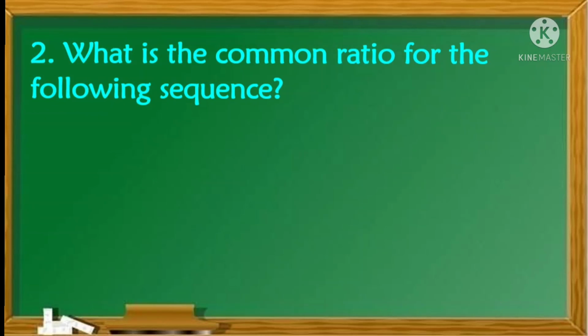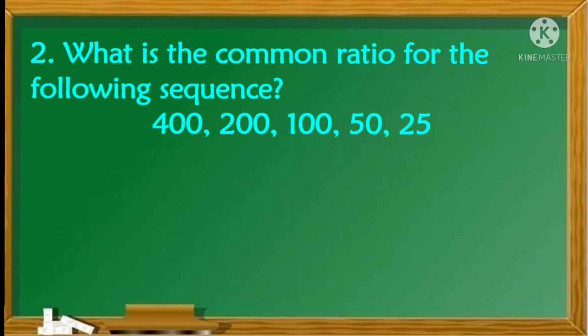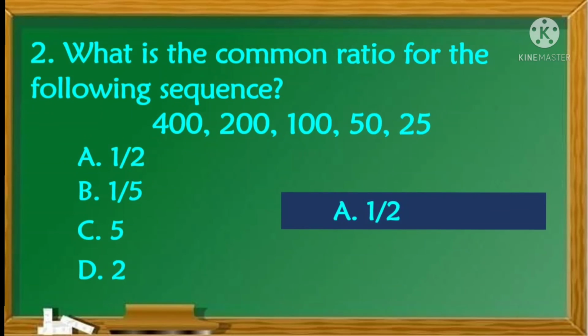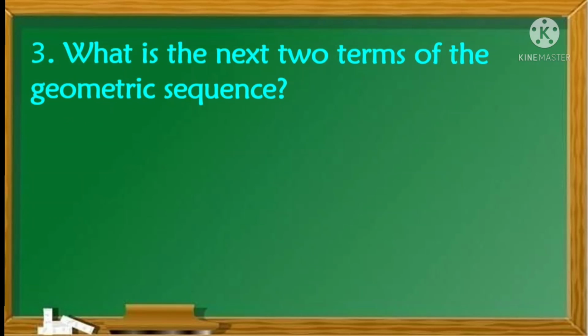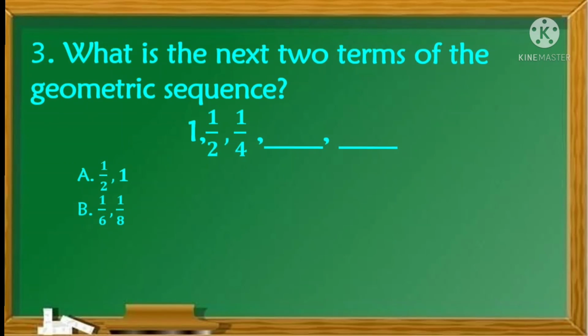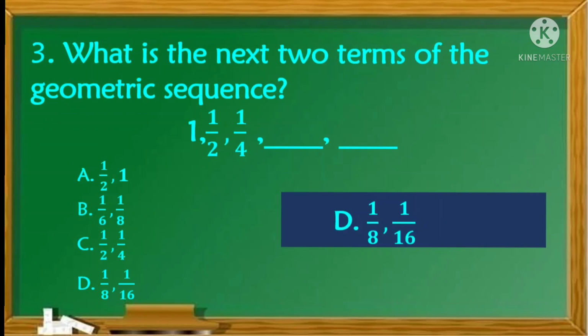What is the common ratio for the following sequence? 400, 200, 100, 50. A. 1/2. B. 1/5. C. 5. D. 2. Answer is A. 1/2. What are the next two terms of the geometric sequence? 1, 1/2, 1/4. A. 1/2, 1. B. 1/6, 1/8. C. 1/2, 1/4. D. 1/8, 1/16. The answer is D. 1/8, 1/16.